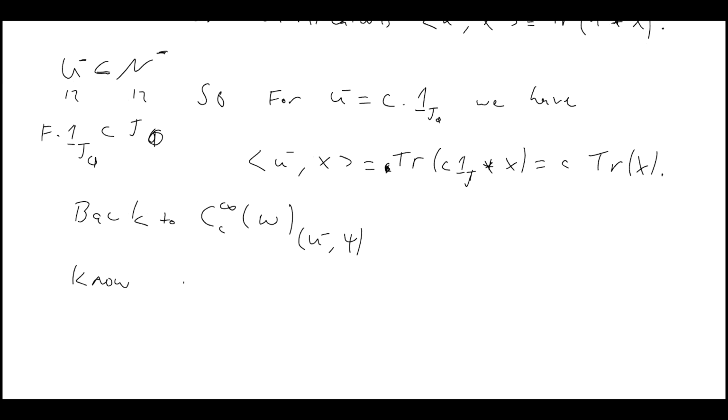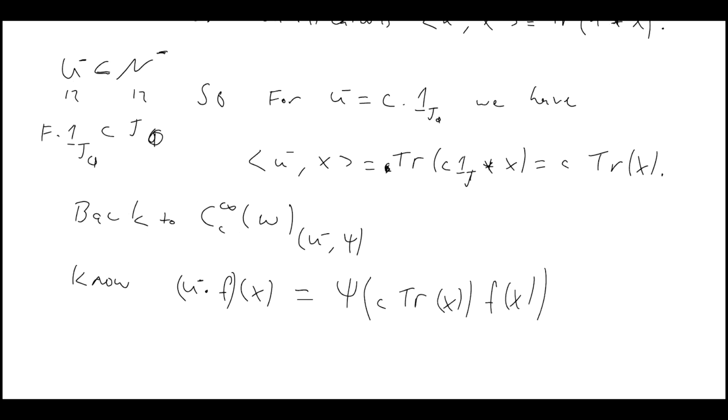that U minus times F of X, based on our previous discussion, is exactly psi of C times the trace of X times F of X. Here, just to say this again, this U minus has been identified with C times the identity in the Jordan algebra.